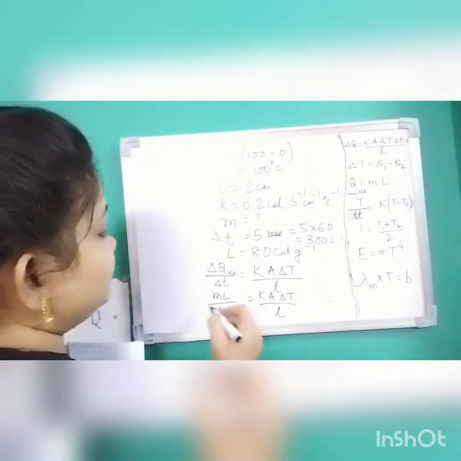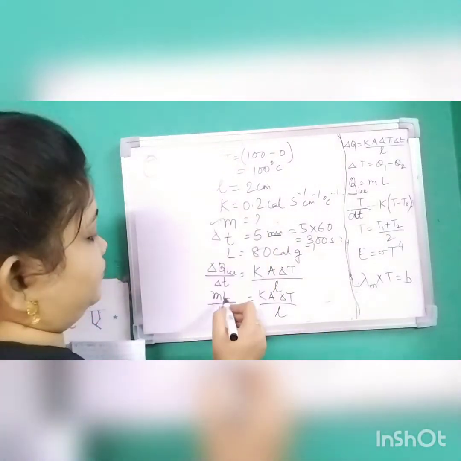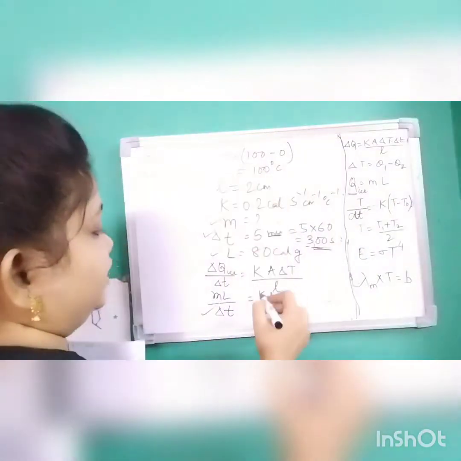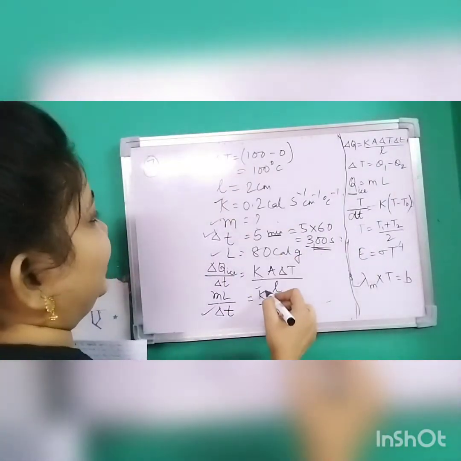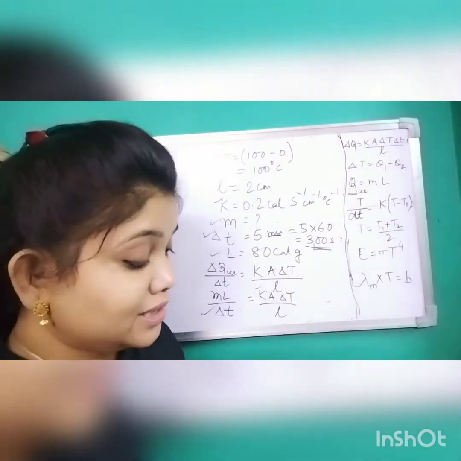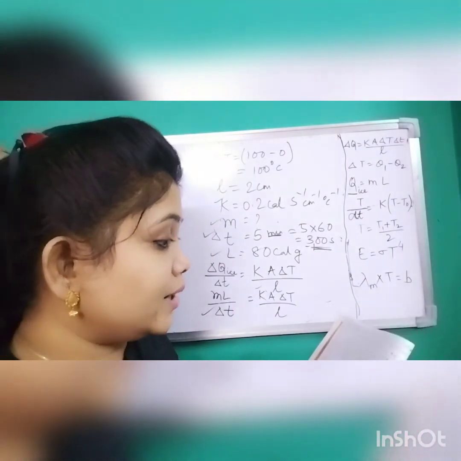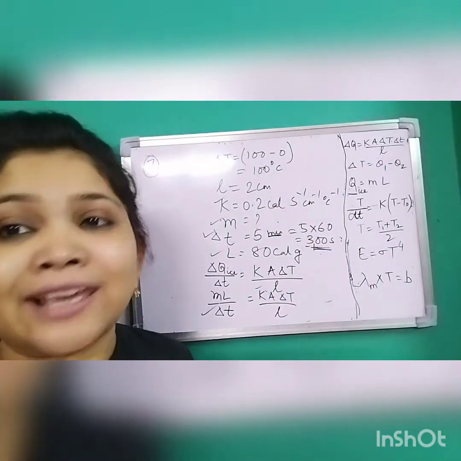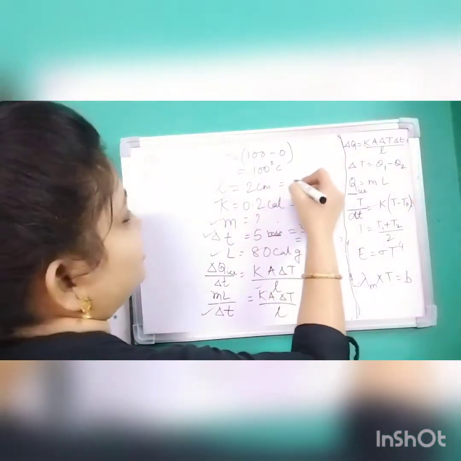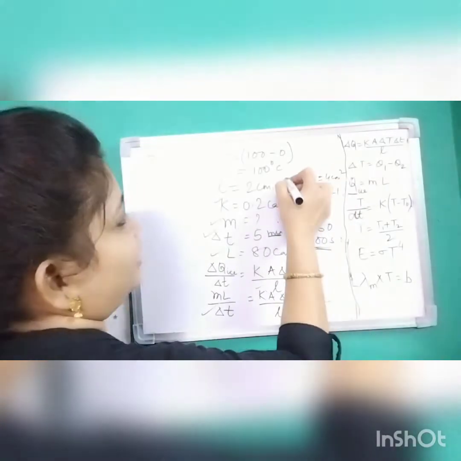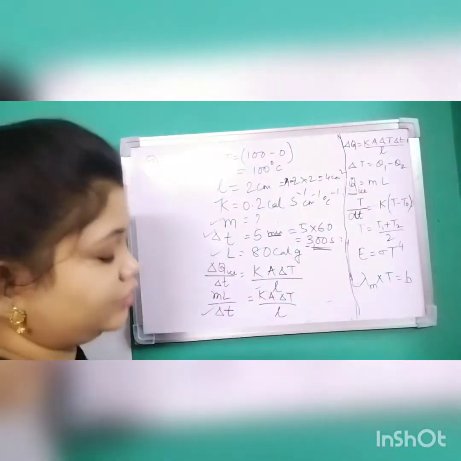Now see here, M we have to find out. L is given to you. Delta T we have got. K is given to us. Area is not given, so we will be calculating it. It is given that it is a cube. So what is the area of a cube? Area of a cube is nothing but 2 into 2, which is 4 centimeters square. We will put it over here.